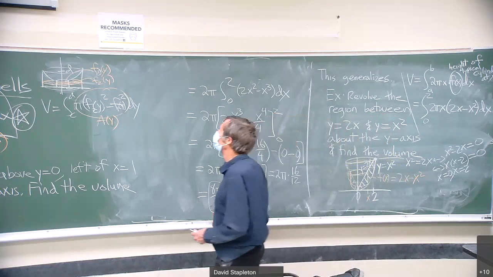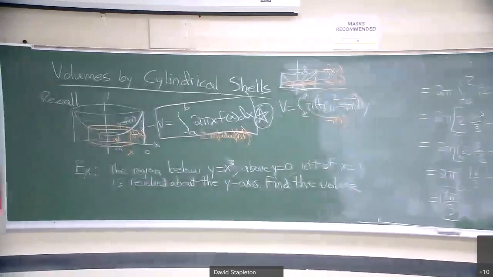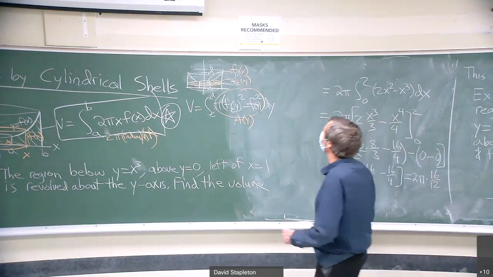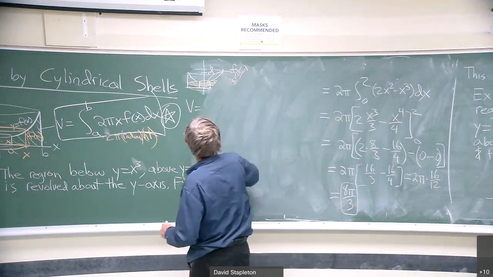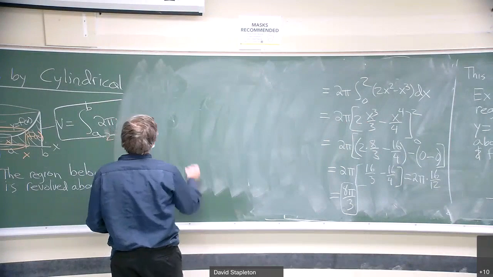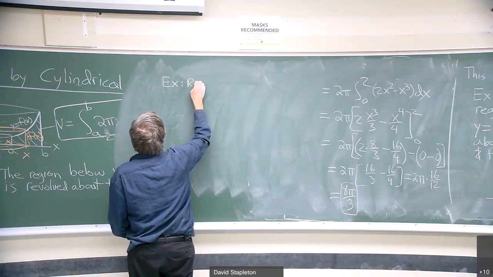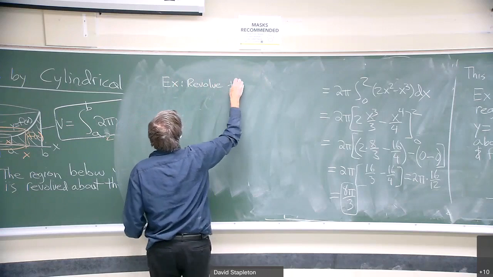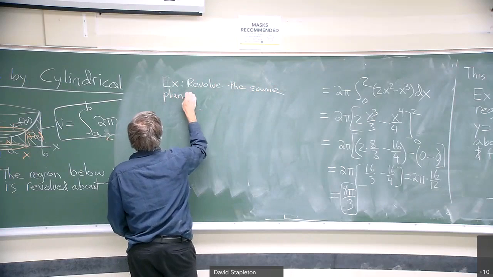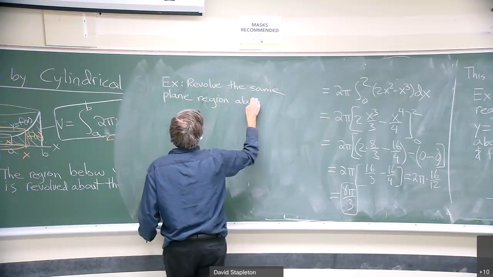Okay. So there's a little more generality. Leave some of that up for you. Just like with the discs and washers, we can also revolve this around the other axis. Revolve the same region. Same plane region, but this time around the x-axis. And find its volume.